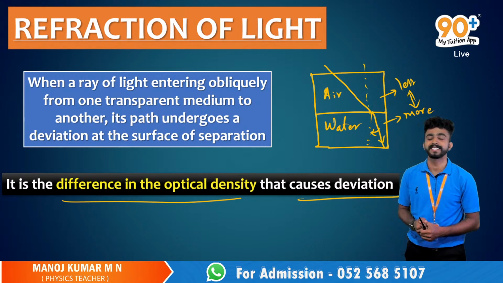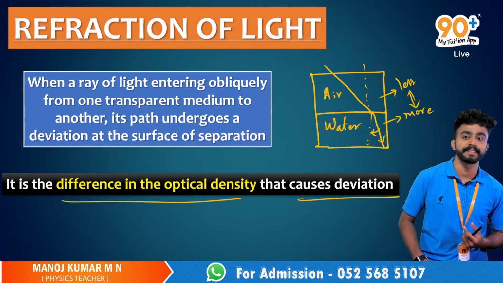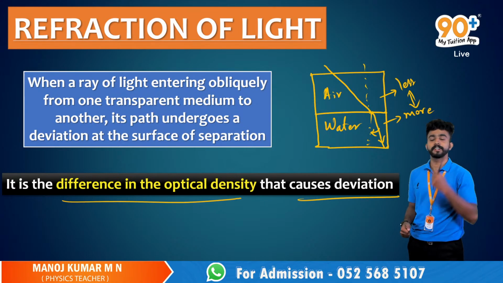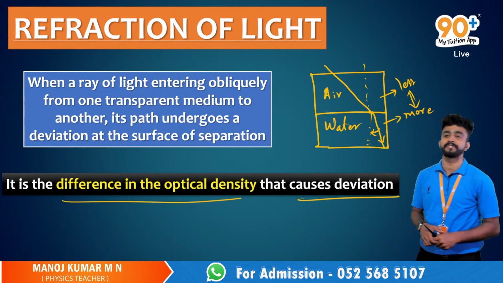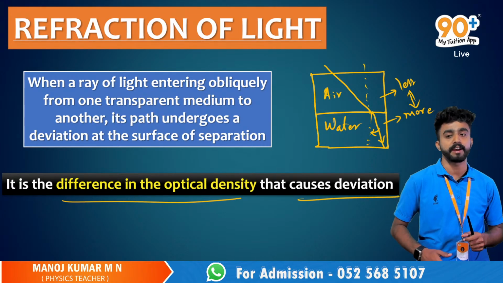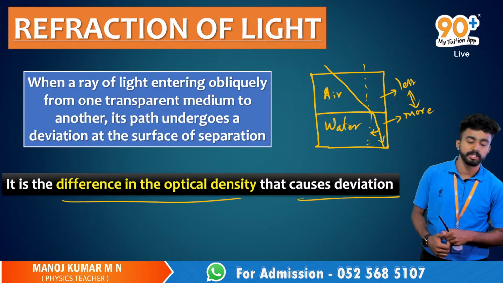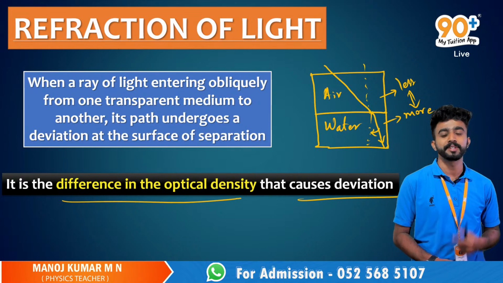Some of you are asking the numerical value of the speed of light in water. It is not mandatory to remember. The only value you have to remember is the speed of light in air, which is the general case where you have to apply it. That is 3 into 10 raised to 8. The remaining values are not required because they will be given in the question itself.